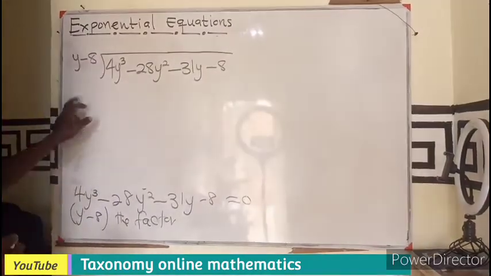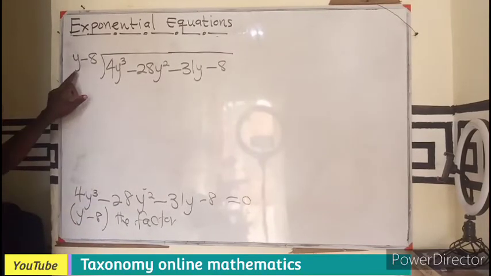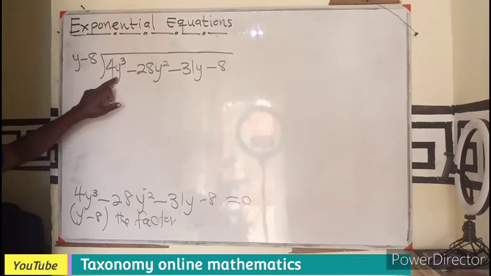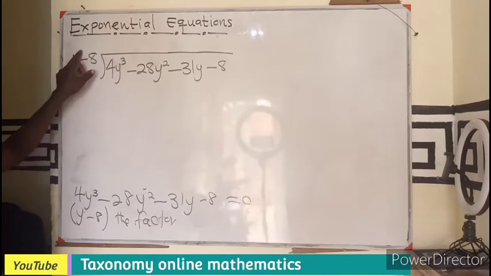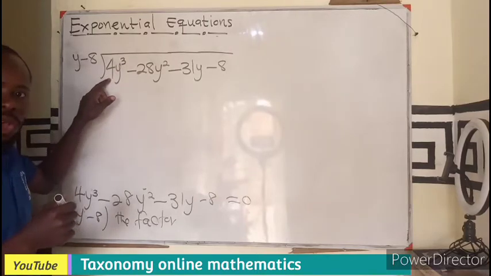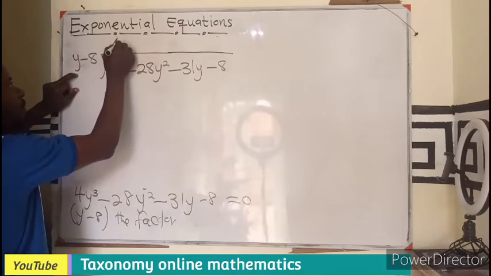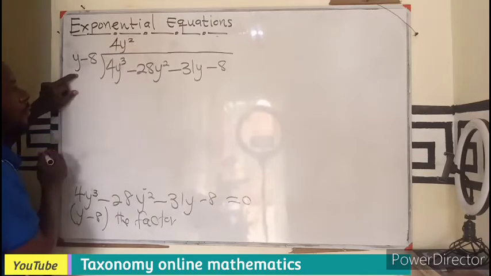Alright, so let's divide this, or disintegrate this. So y will divide this. When y goes here as a power of 1, the power of 1 will subtract from this, so we are left with only the power of 2. But don't forget there's a coefficient of 4. So this divided by y will give us 4y squared.